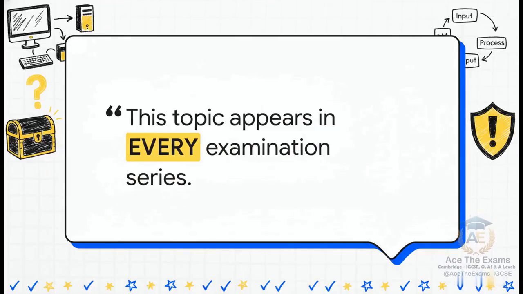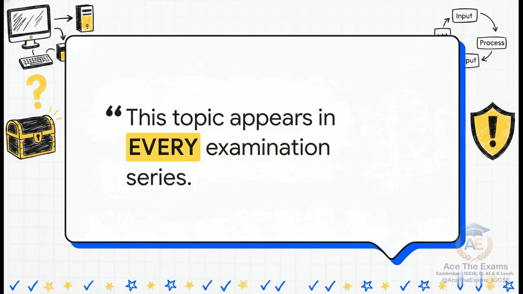Look at the screen right now and just consider the sheer weight of this statement. This isn't just a tip, this is a classified, insider warning straight from a Cambridge senior examiner. It reads, mastering instruction groups, input and output of data is essential for Cambridge Computer Science AS and A-Level success. This topic appears in every examination series. Okay, let that really sink in for a second. This isn't one of those fringe topics that might show up if you're unlucky. No way. It is an absolute certainty.